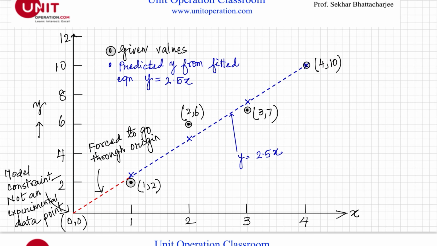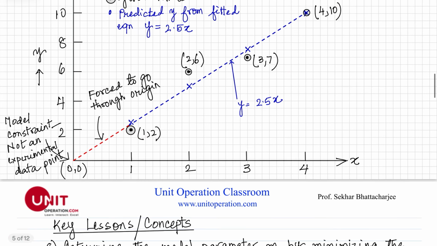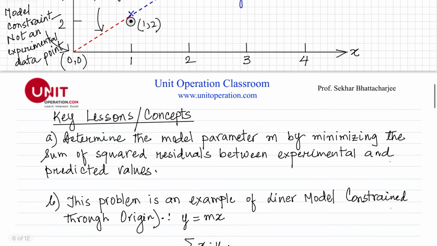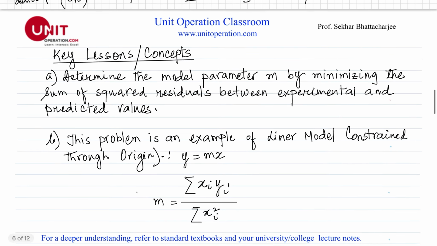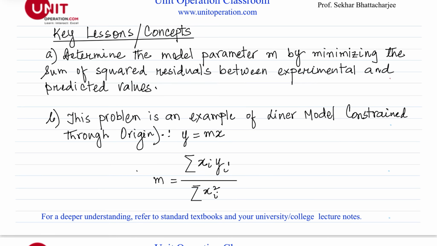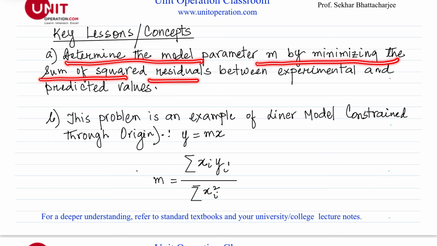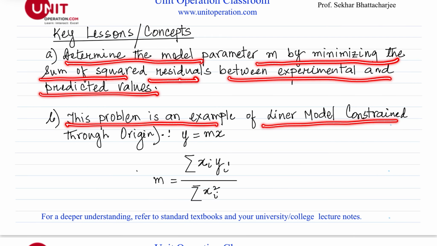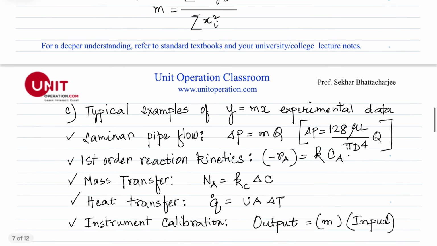This type of methodology, the least square regression method, is used very extensively in laboratory scale and also in industry. So what are the key lessons and concepts here? Determine the model parameter m by minimizing the sum of the squared residuals, that means the error, between experimental data and predicted values. This problem is an example of a linear model constrained to origin. So this is the equation we are using.